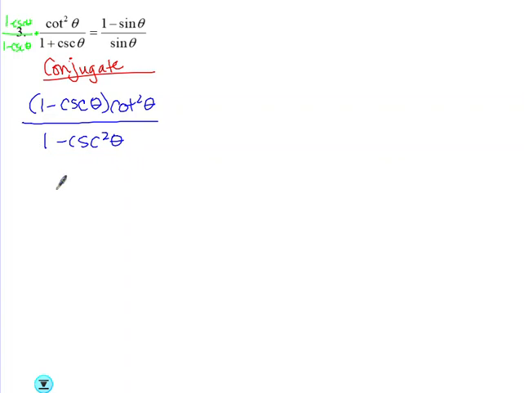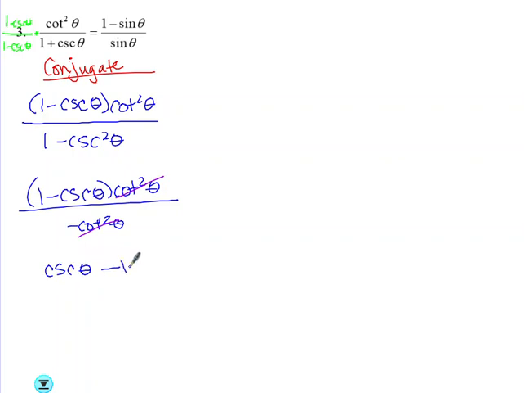Well, 1 minus cosecant squared theta is very close to a Pythagorean identity, and it is actually the negation of the Pythagorean identity, meaning that the signs are all switched. So 1 minus cosecant squared theta is the same as negative cotangent squared theta. So then the cotangent squared thetas cancel out. So I have 1 minus cosecant theta divided by negative 1, which gives me cosecant theta minus 1.